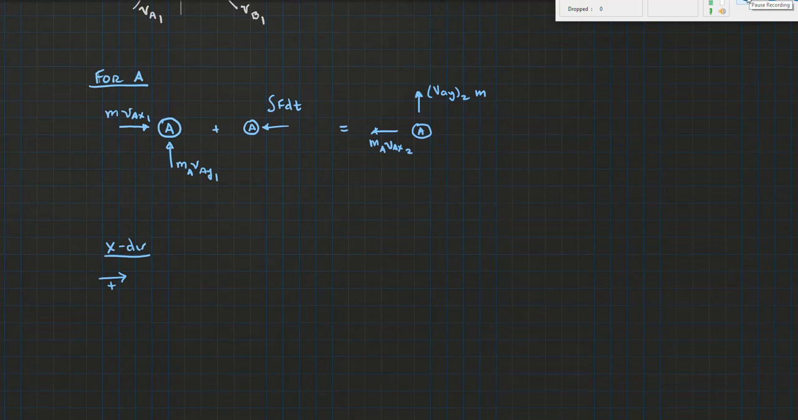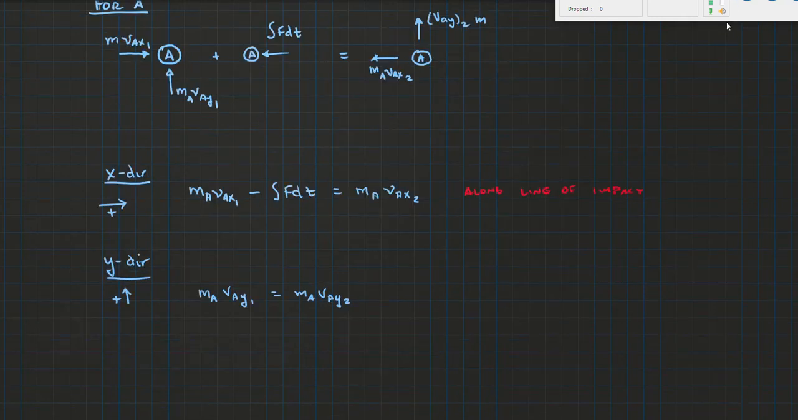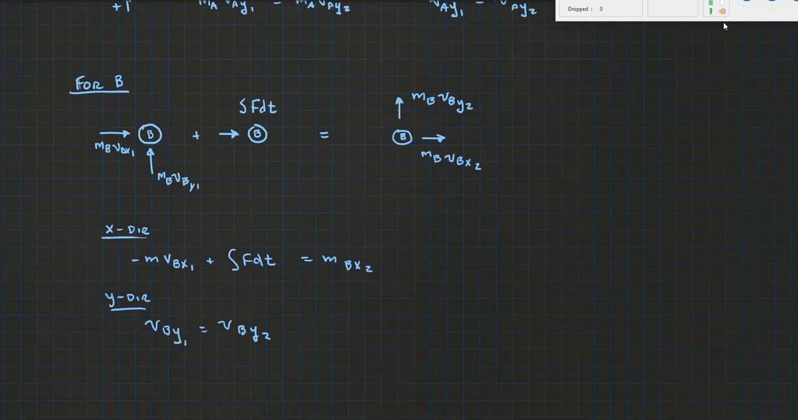So if we look in the x direction with positive defined to the right, we end up with mass of A times the velocity of A in the x direction initially minus an impulse equals mass times the velocity of A in the x direction final, and this all occurs along the line of impact. In the y direction, we don't have an impulse, so we end up with this relationship, and this leads to the relationship that just the velocity of A initial equals the velocity of A final. And here's for B.